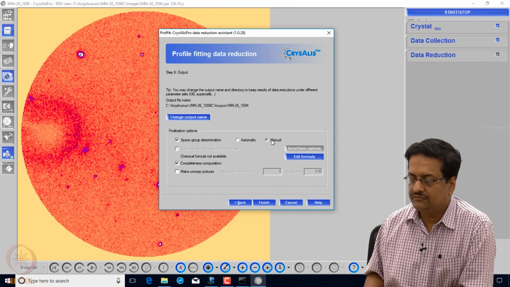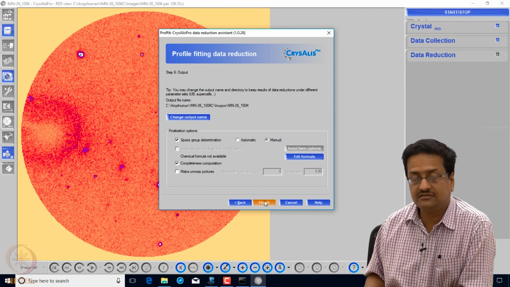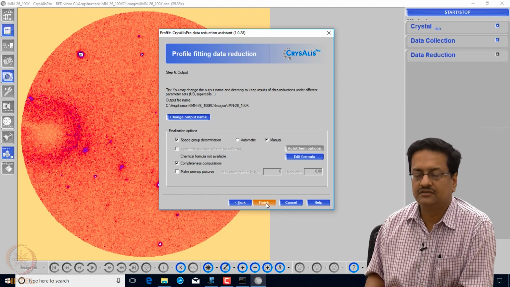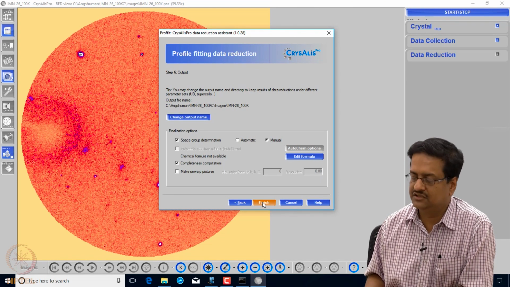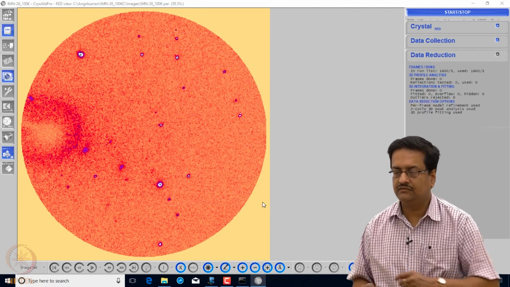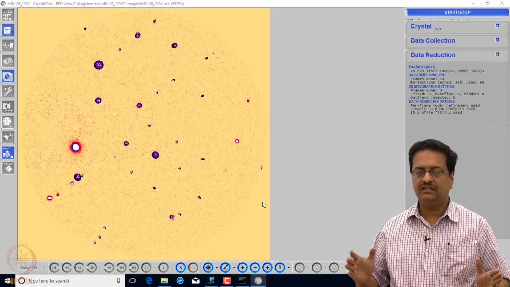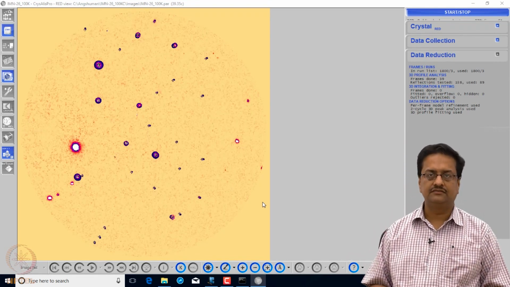So if you come here, it asks you to choose your space group, and you have the option to choose the space group as per the systematic absence conditions. So when we click finish, it will go through all the images and do a data reduction.